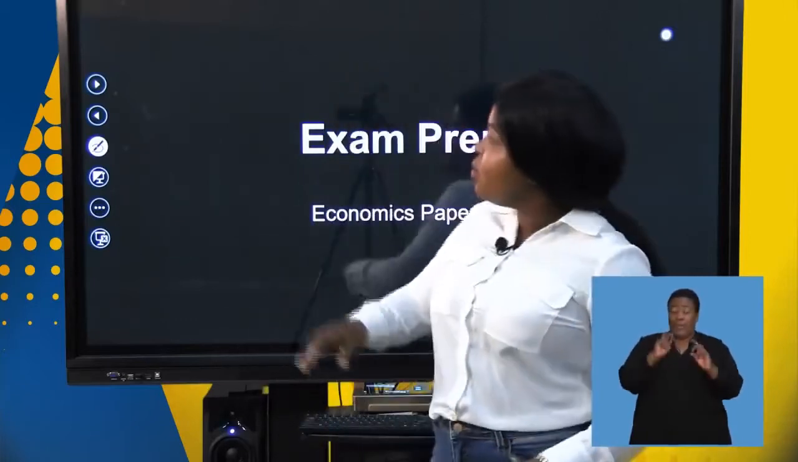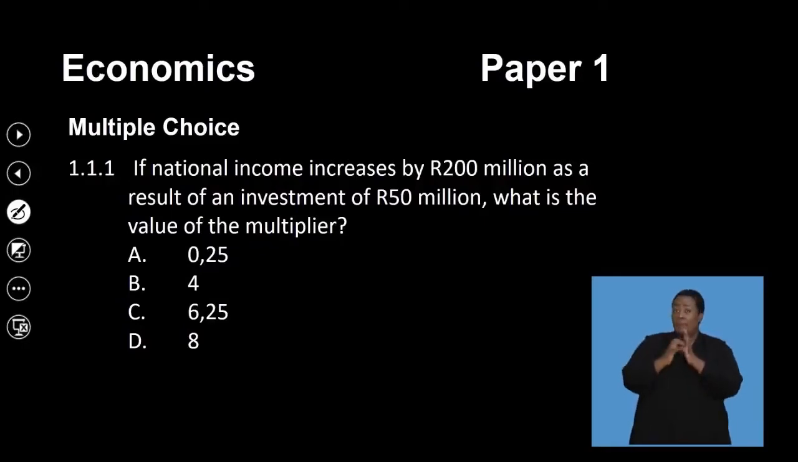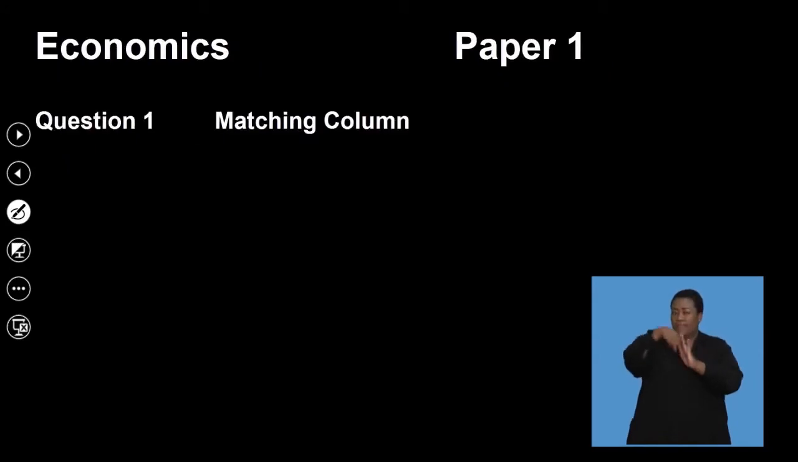Let's go straight into the questions that we're going to be doing today. An example of a question that you can find on the app is: if the national income increases by 200 million as a result of an investment of 50 million, what is the value of the multiplier? These are some of the typical questions that you can find in your final exam. Remember, the multiplier question is one of the hot questions that you can expect to find in your final exam. Go ahead and tackle this one. I'm going to look at it again before we end the session. Let's move straight to the questions.